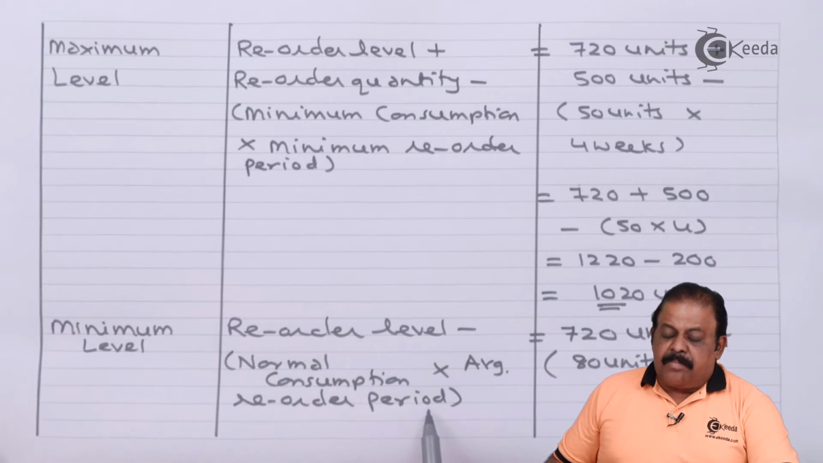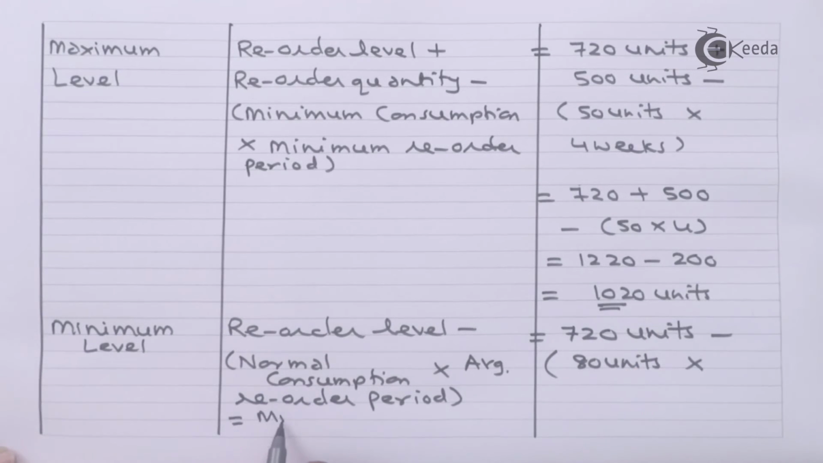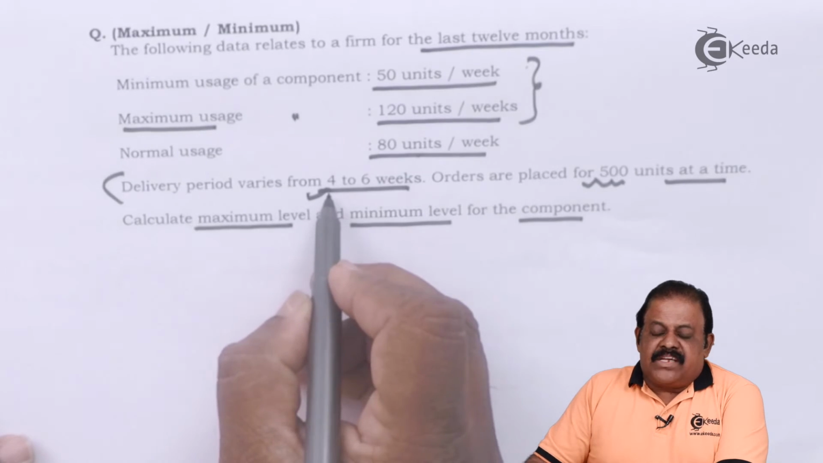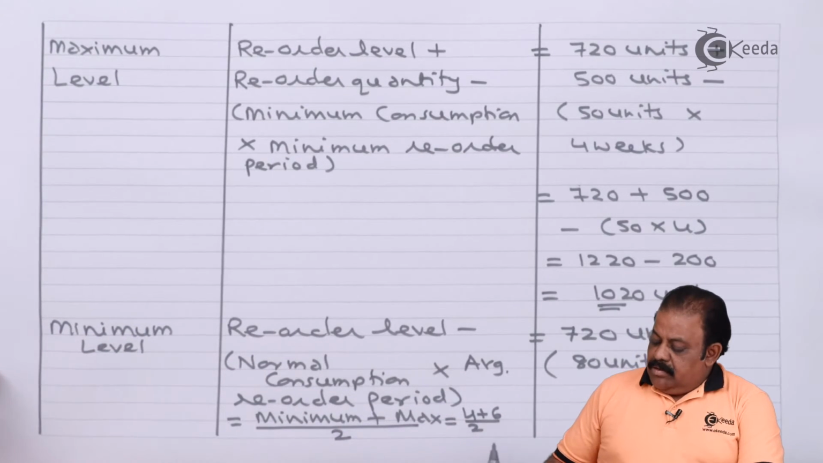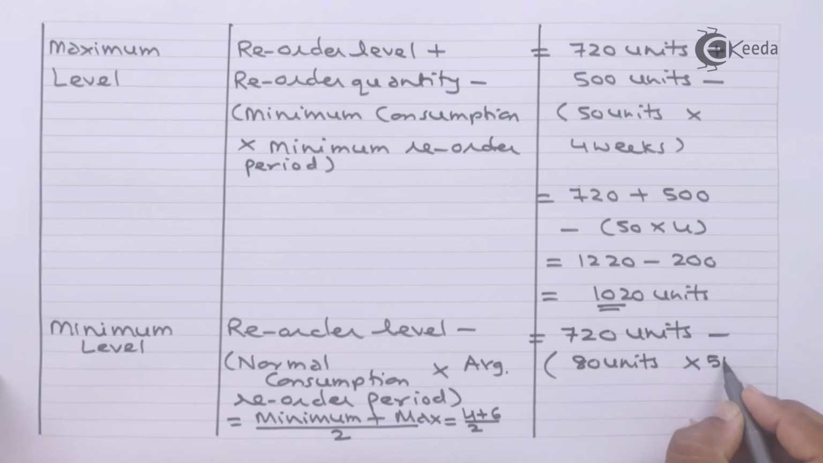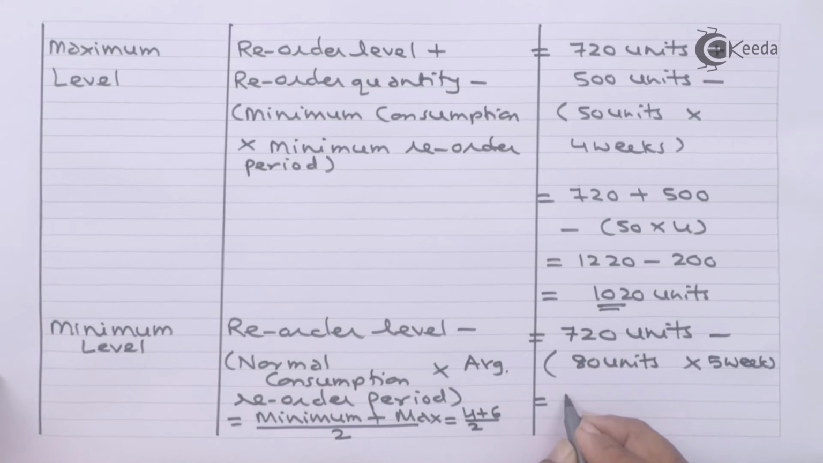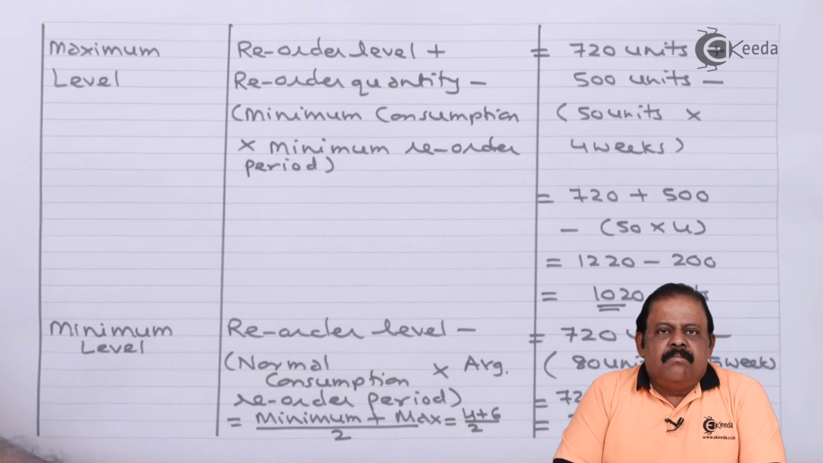So here average reorder period means minimum period plus maximum period divided by 2. Minimum period is 4 weeks, maximum is 6 weeks. So it will be 4 plus 6, 10 divided by 2, that is 5 weeks. 720 minus 400, so it will be 320 units. That will be minimum level of material.